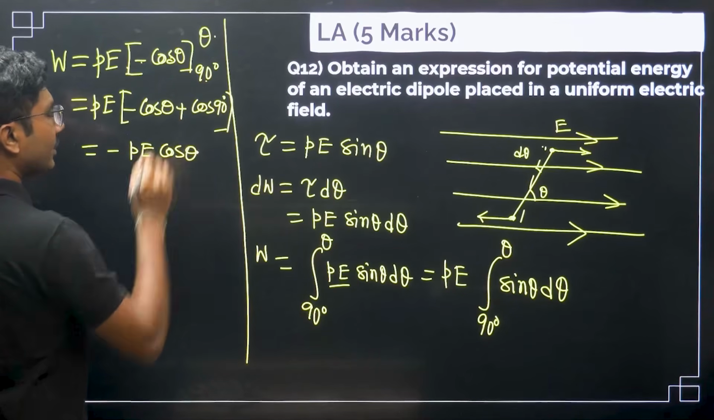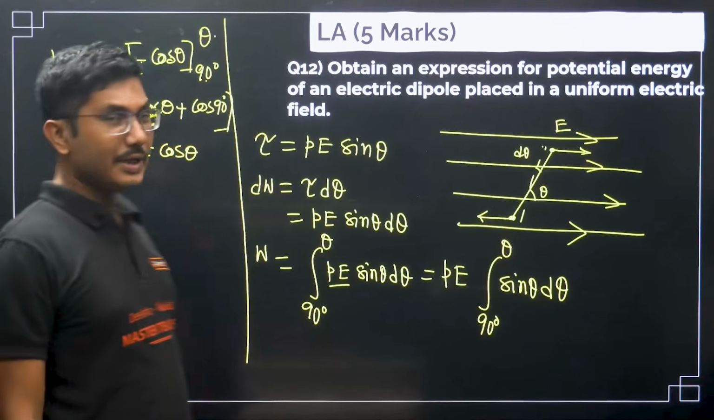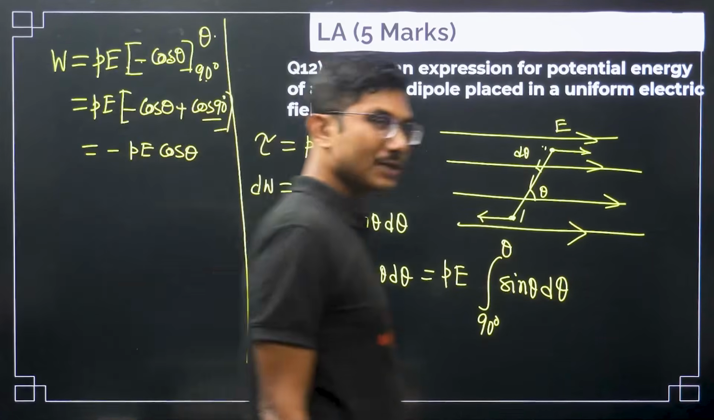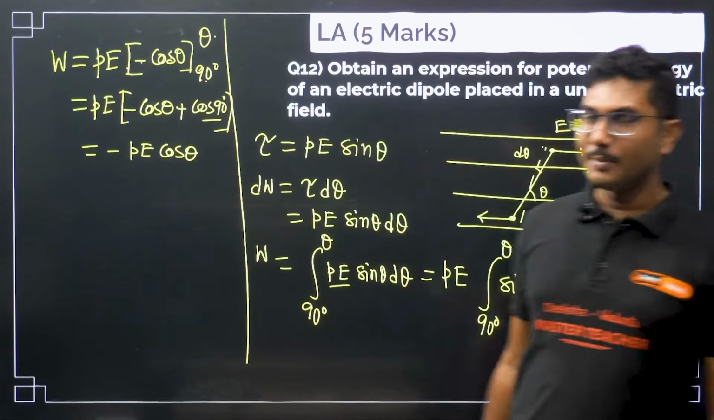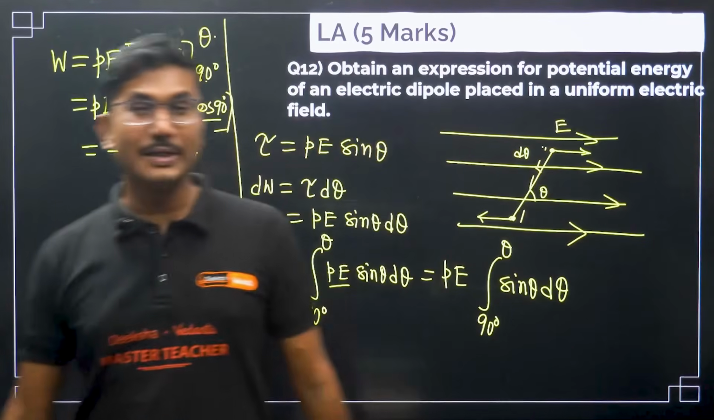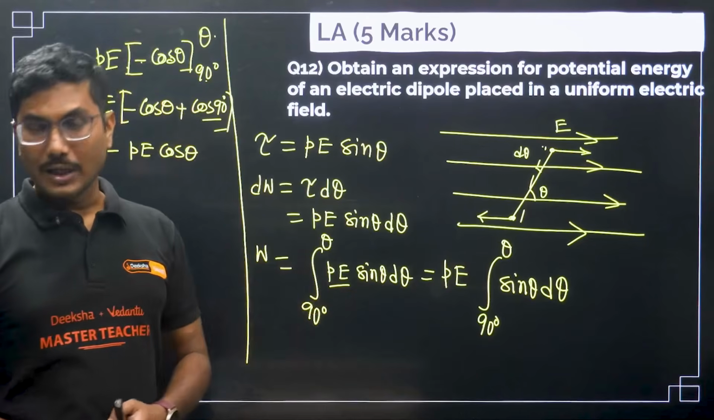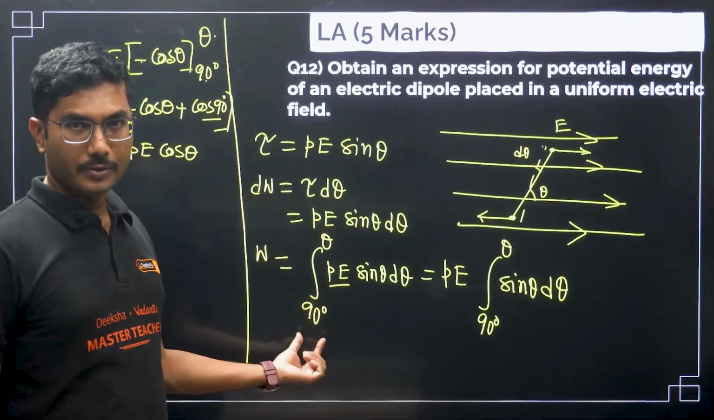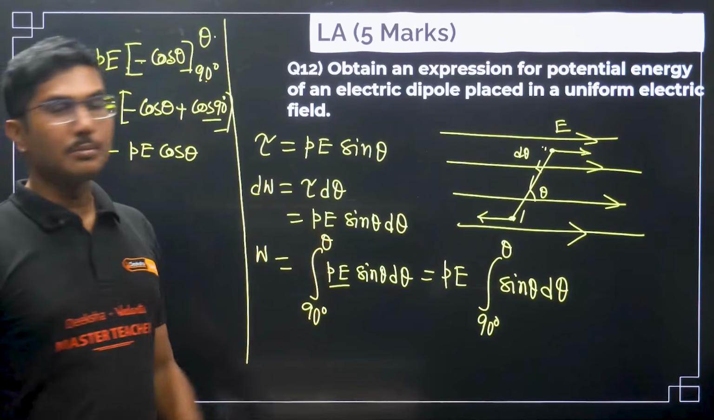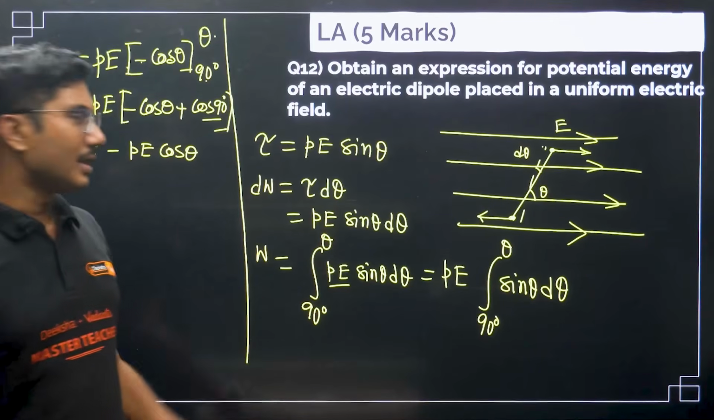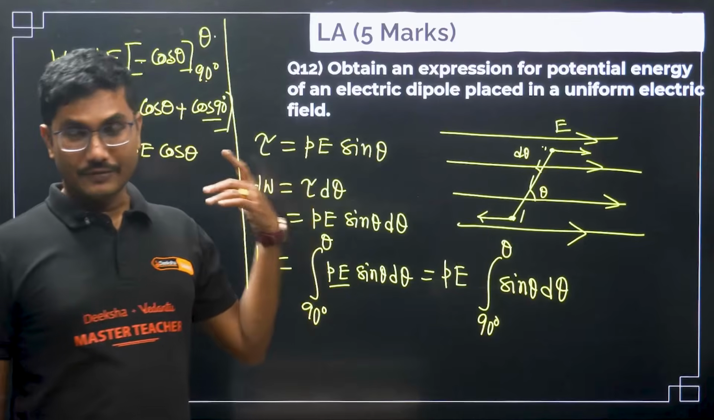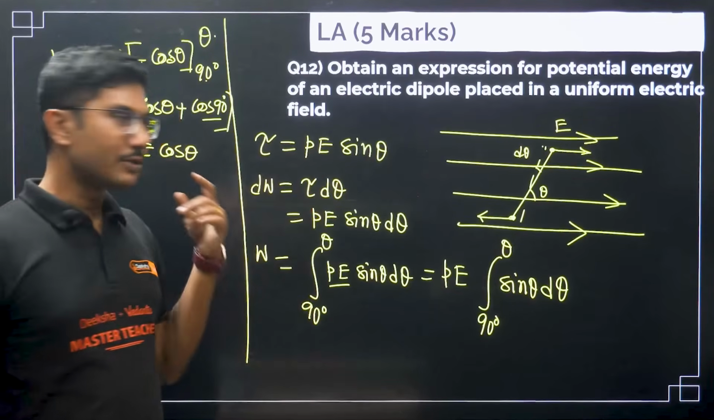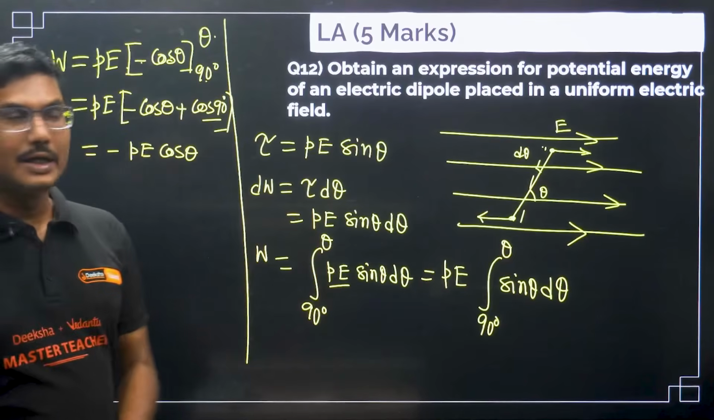Now why did we take the lower limit at 90? Because this term will be 0, that's why we take the lower limit as 90. What is the meaning of lower limit and upper limit? The lower limit is our starting point and the upper limit is our ending point. Whenever we are doing a definite integration, we start at a point and end at a particular point. That's how we do the definite integration.